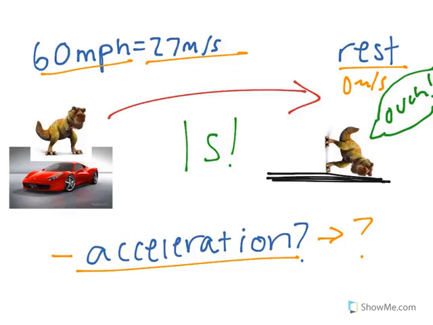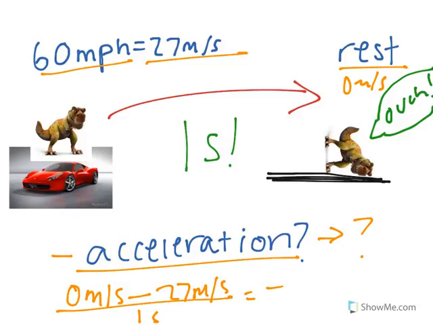Alright, let's give this a shot. Our T-Rex has a final velocity of 0 meters per second minus an initial velocity of 27 meters per second, divided by the amount of time, 1 second. This is equal to negative 27 meters per second squared. That's an awfully fast deceleration.